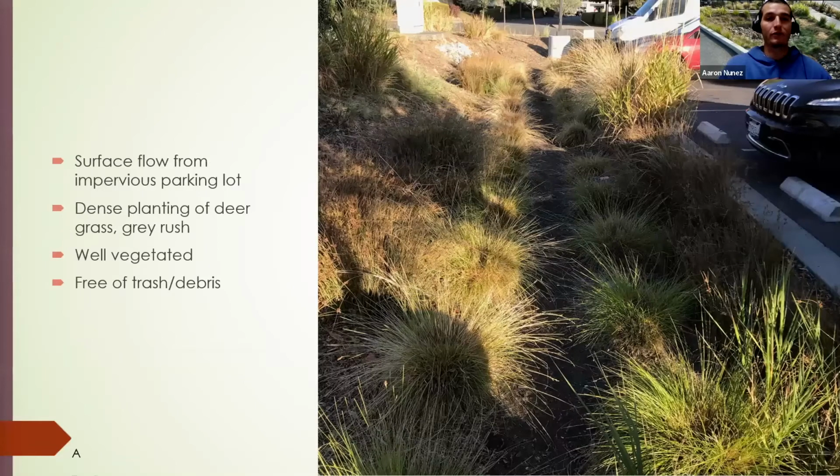So here's a filter strip along the parking lot. Again, sheet flow coming from the parking lot and entering the filter strip. You see quite a bit of deer grass, perennial bunch grasses in here. I would like to see the middle a little bit more vegetated so it's not bare soil, which could potentially lead to suspended sediment in the water. But ultimately well vegetated, free of trash and debris.